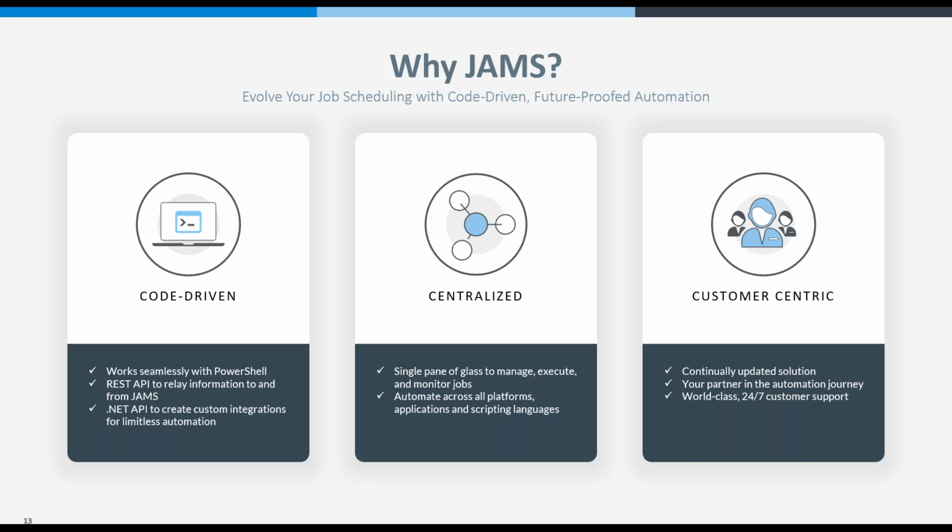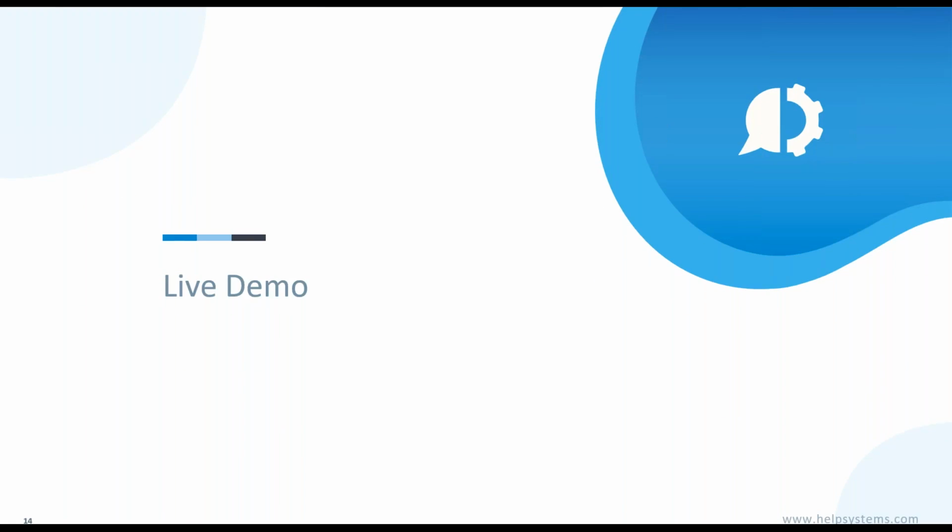JAMS centralizes job management across all platforms and applications, all monitored from a single pane of glass. Additionally, JAMS offers dynamic and interactive relationship diagrams, not just for your workflows, but also for your running processes. Lastly, JAMS is continually improving performance and upgrading features, all the while providing the best customer support in the business. All right, how about we take a little peek inside and see what some of this looks like.